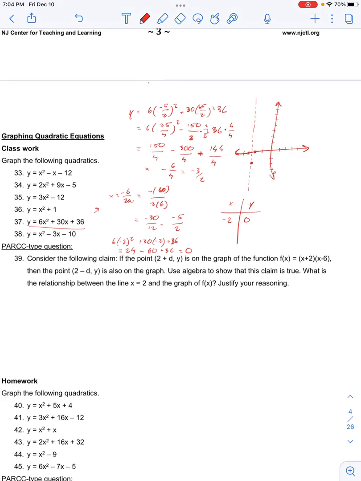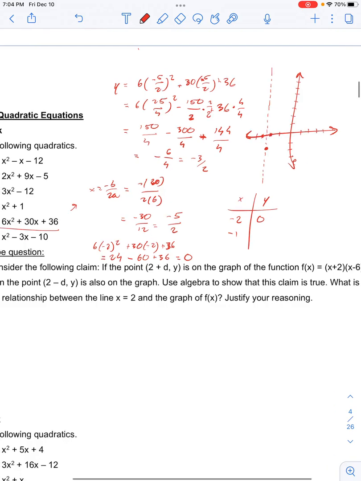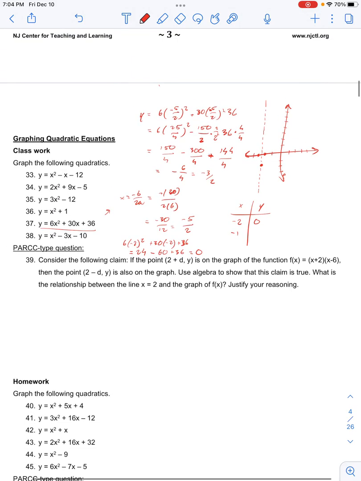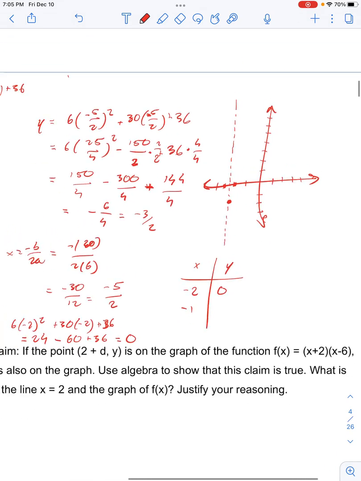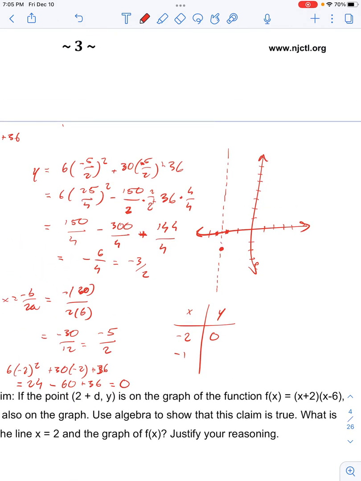And if we go to x equals negative 1, let's solve again. So we have y equals 6 times negative 1 squared plus 30 times negative 1 plus 36, which is 6 minus 30 plus 36. So it'll be 12. And so already we see that this is shooting up very high. So this is almost out here. And so our parabola will be very squished, so it'll look something like this.